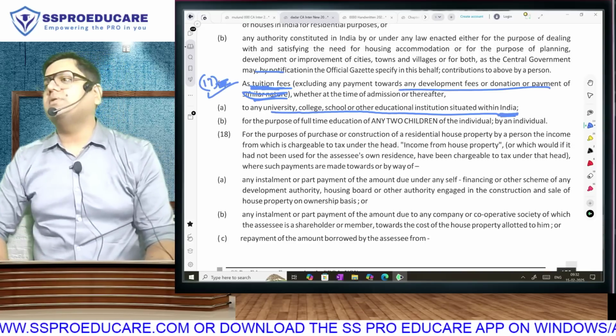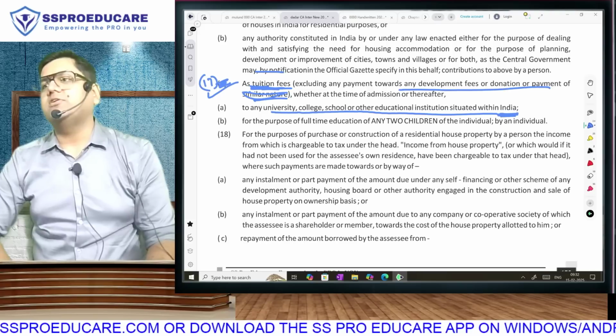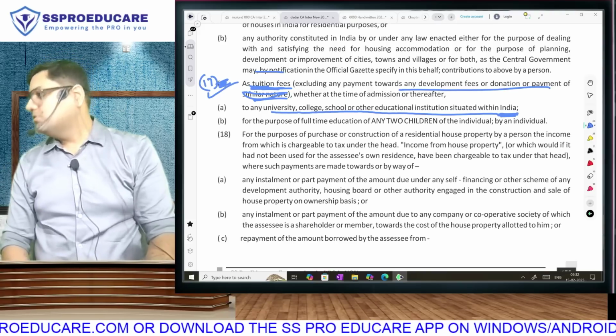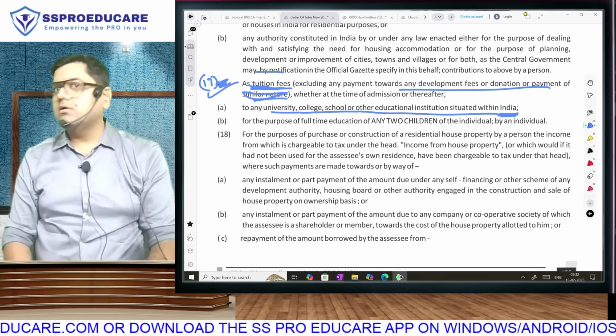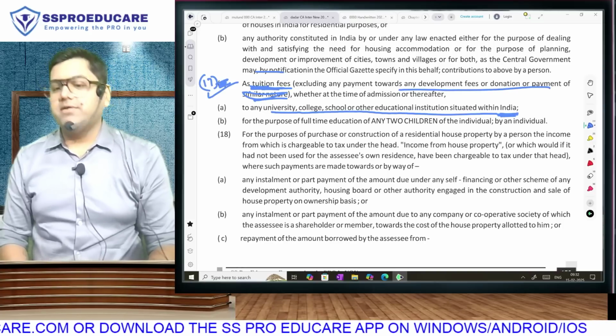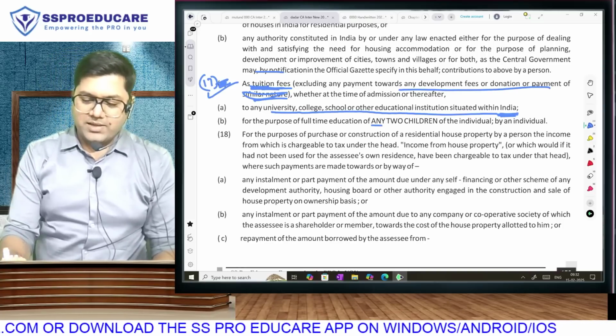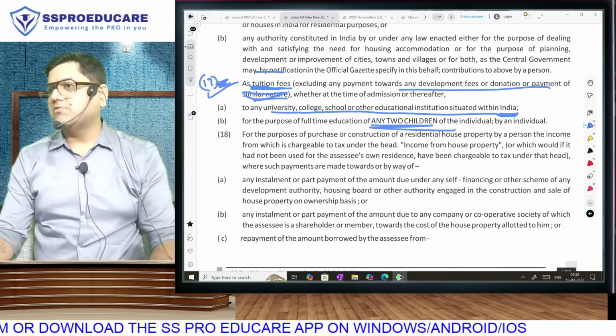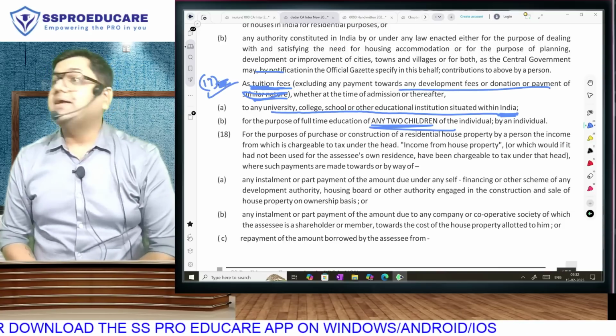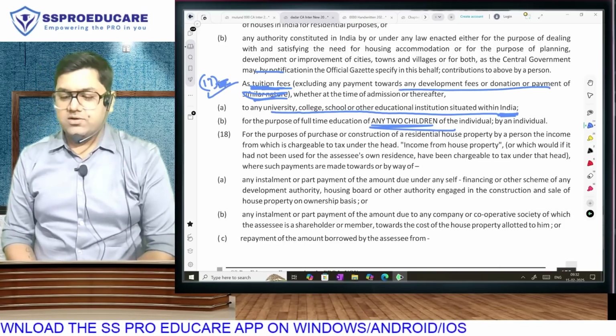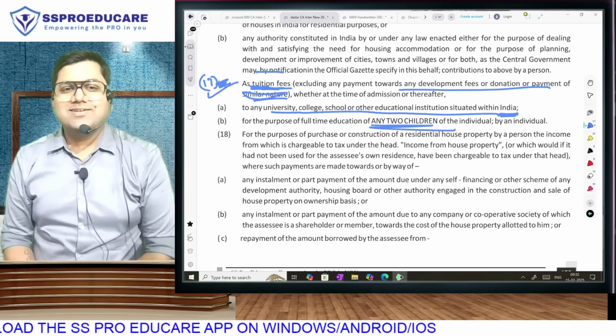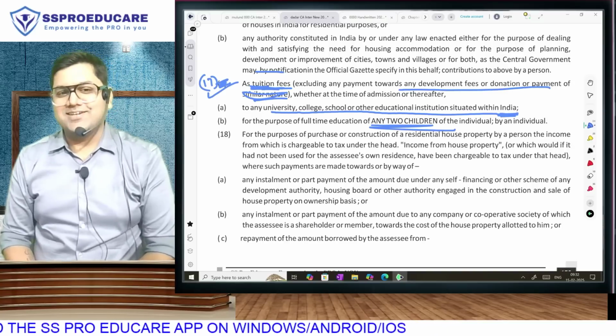Second condition, be careful about this. The institution has to be in India. So true or false, you're not allowed to send your children for foreign education. You can, but you won't get a deduction. And it is full-time education of any two children, for those who were asking. That year they have put the limit. Any two children.